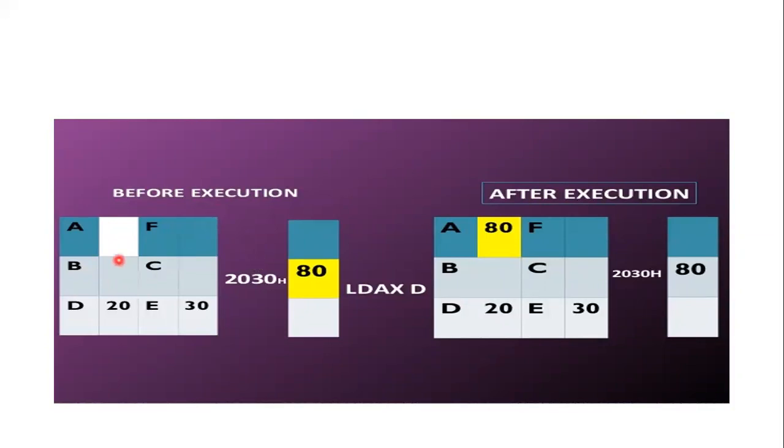So before the instruction, A has no value, and the address of DE is 2030, which has the value 80 in hexadecimal. When this instruction LDAX D is executed, this value is moved to A, and the memory address has the same value. 2030 has the value 80, and A has the value 80.